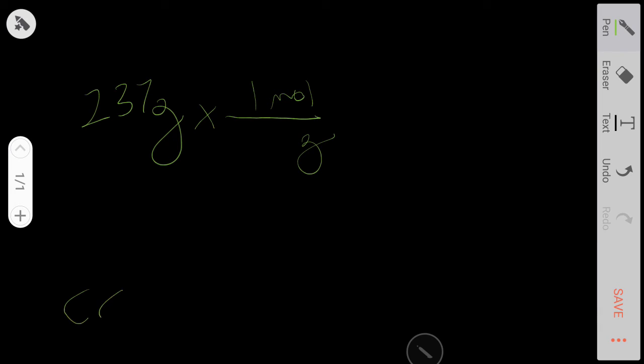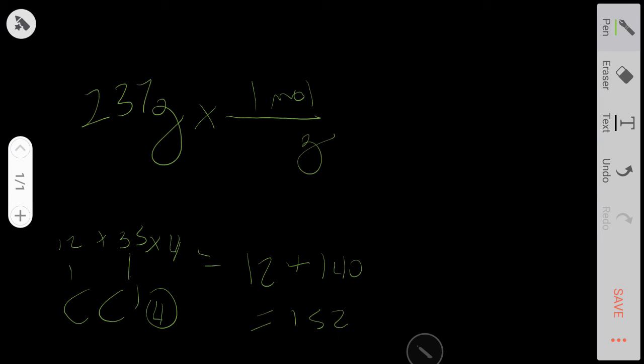Let's see here. CCl4. Carbon is 12, and chlorine is 35, but I have 4 of them. So 35 times 4 is 140. That will equal 12 plus 140, which equals 152. So the molar mass of carbon chloride is 152. Grams are canceled out.